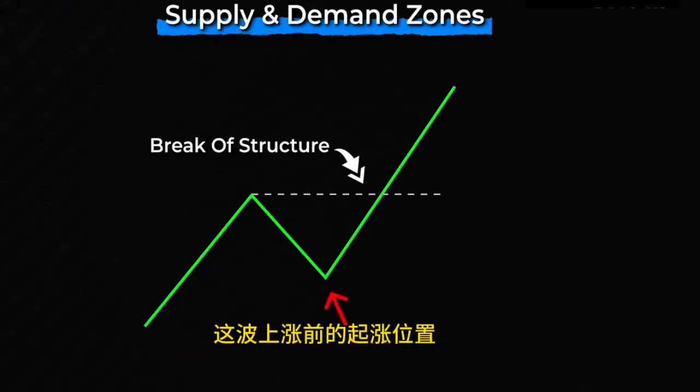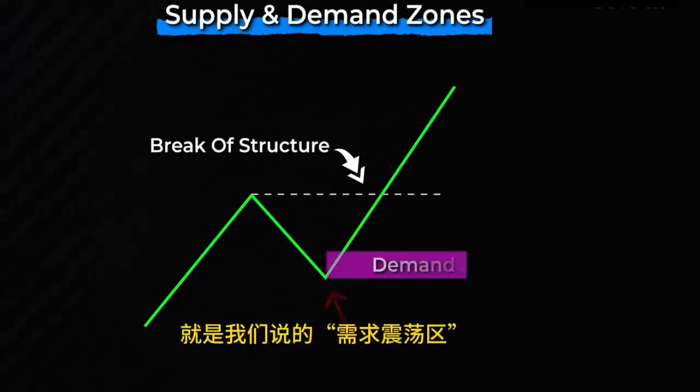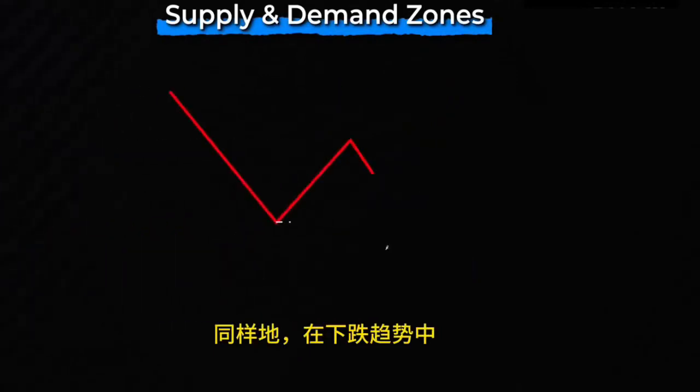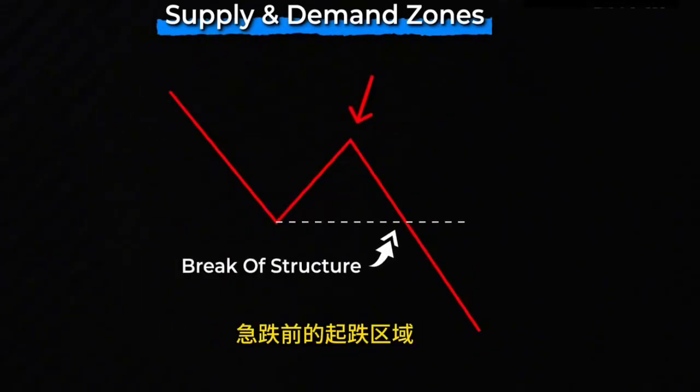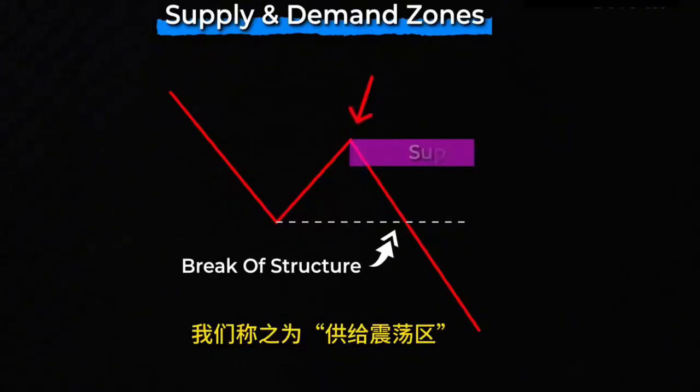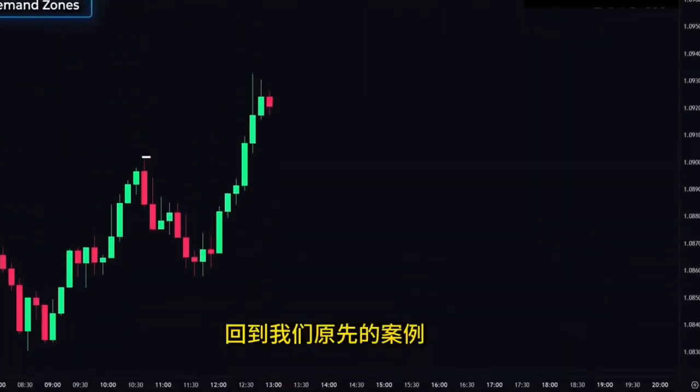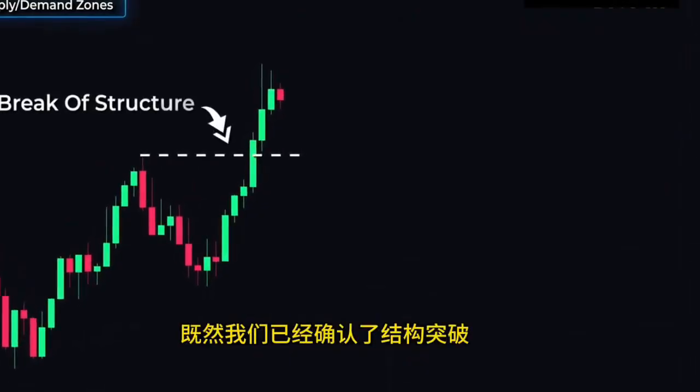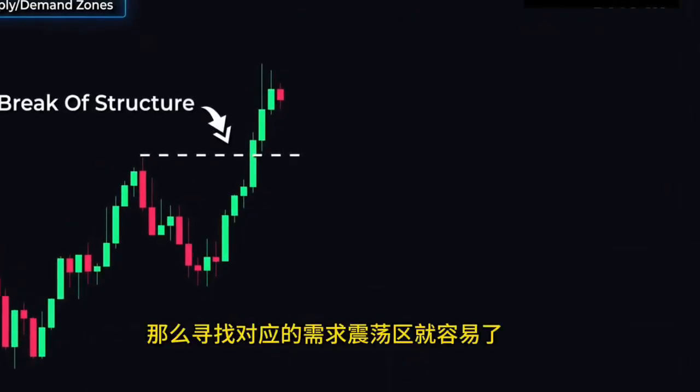The area right before the sharp move upwards is called a demand zone. Similarly, in a downtrend, the area right before the sharp drop that led to that break of structure is called a supply zone. Returning to our original example, since we've already identified a break of structure, finding the demand zone becomes easier.